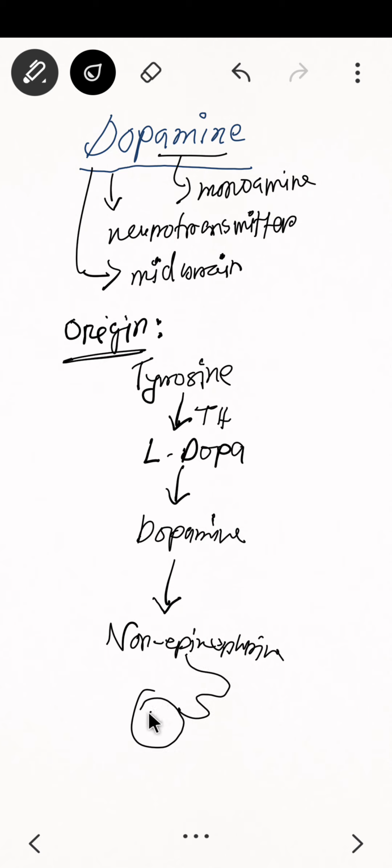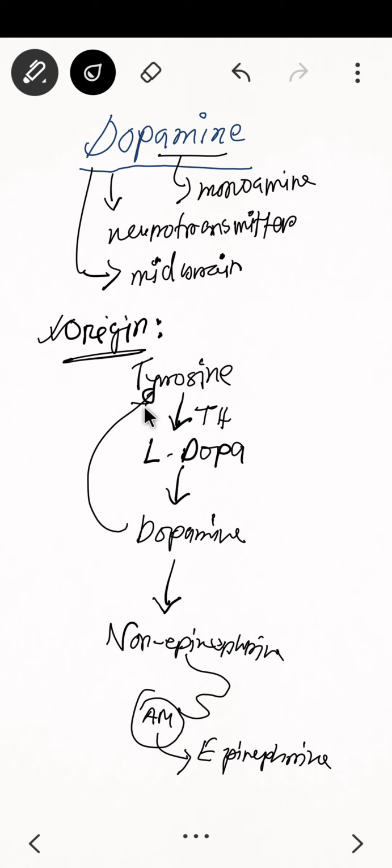This norepinephrine goes to the adrenal medulla, and is converted into epinephrine. And this is the origin of dopamine. So the precursor of dopamine is tyrosine or L-dopa. So in case of dopamine deficiency, we can use synthetic L-dopa.